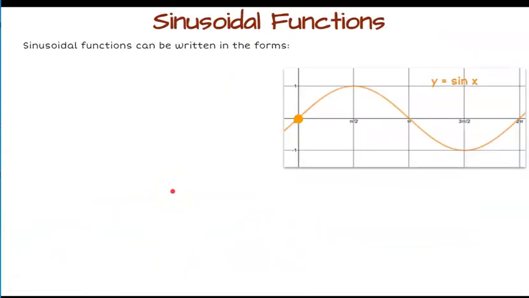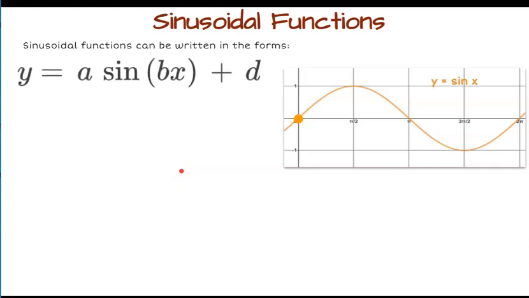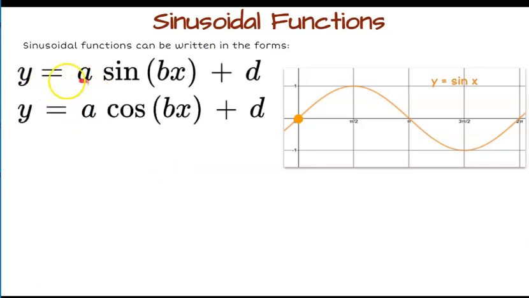Now that we know what the parent functions would look like for sine and cosine, let's take a look at how these functions should be written. Sinusoidal functions can be written in these forms. For sine, we will use y equals a times sine bx plus d. For cosine, y equals a cosine bx plus d. If you notice, the two equations are almost identical.